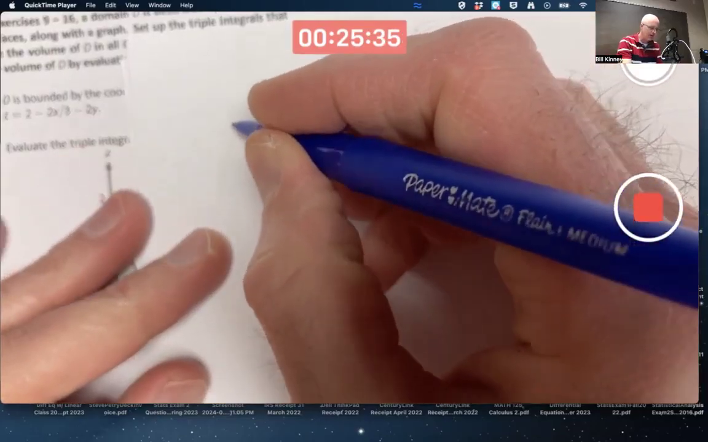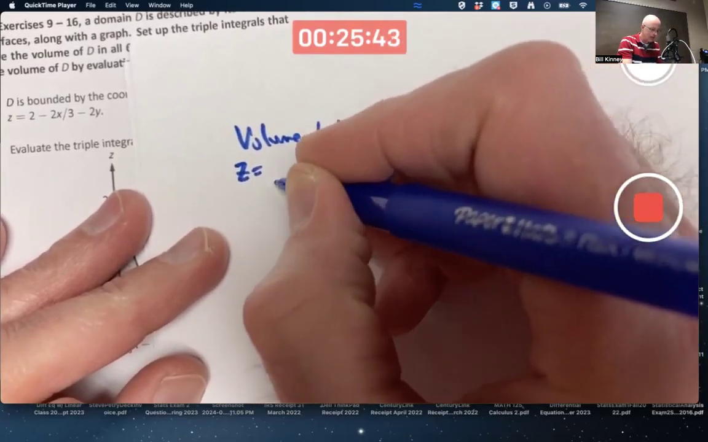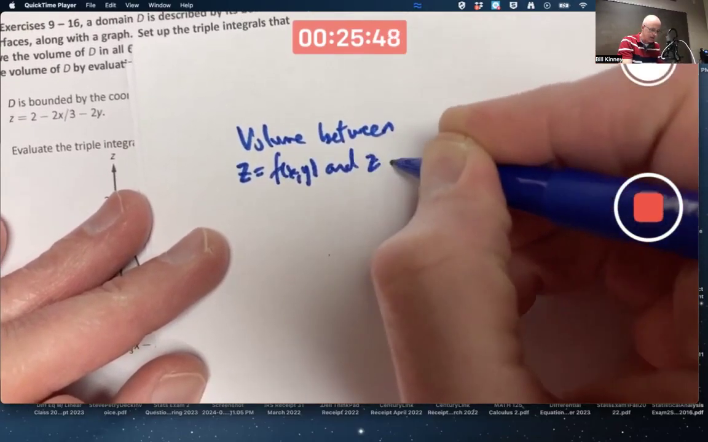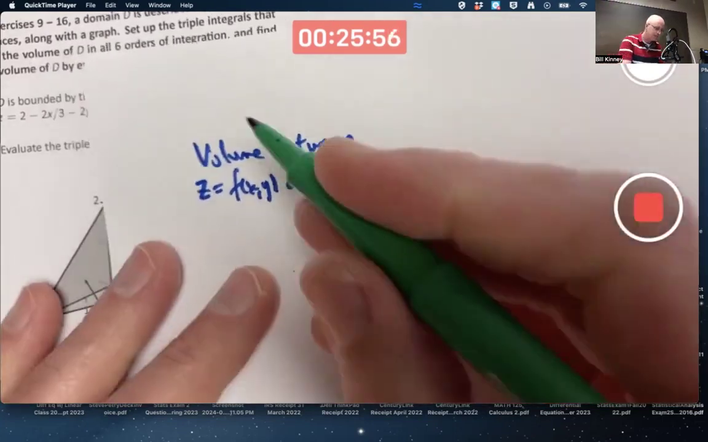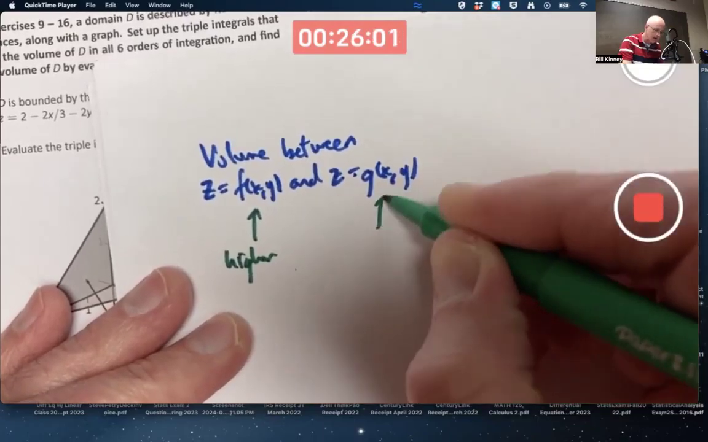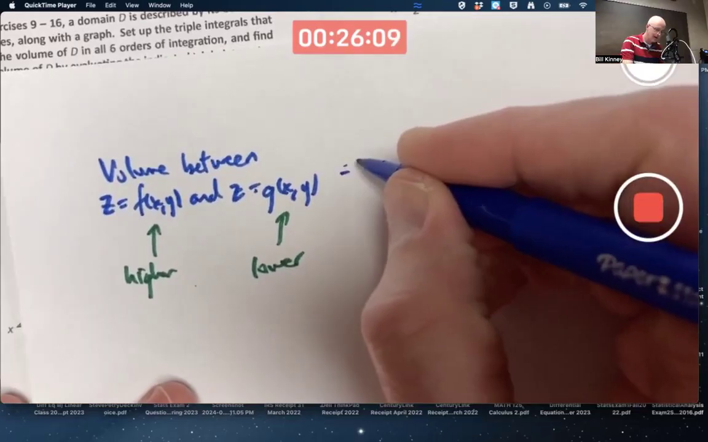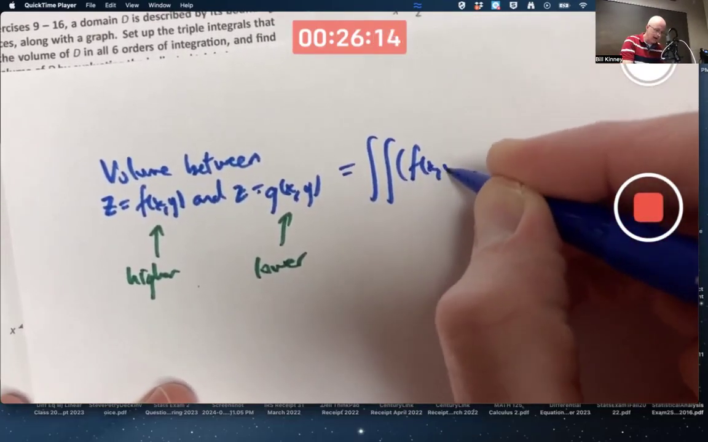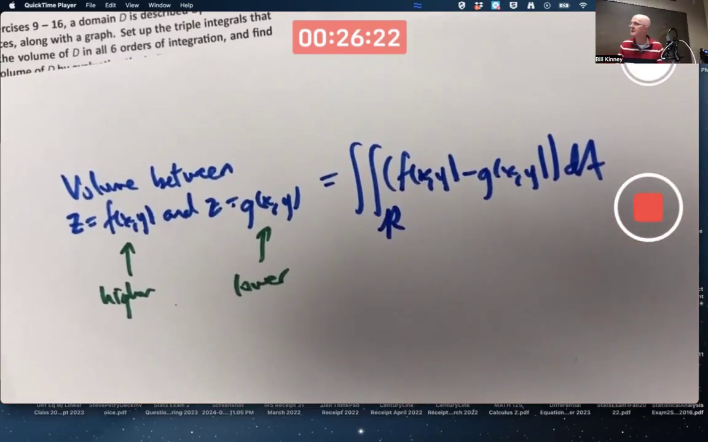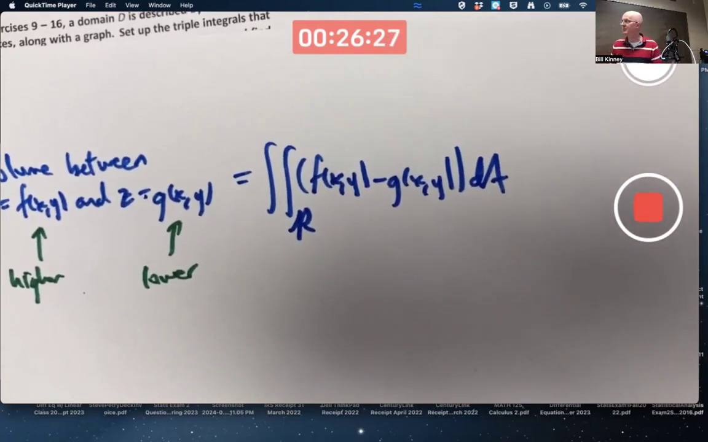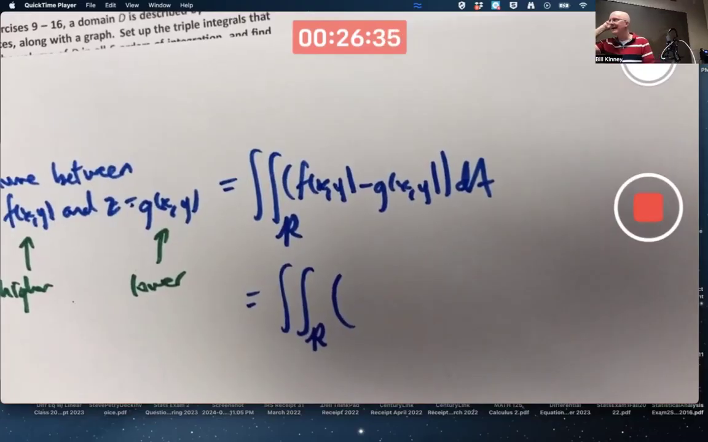In general, what you do to find volume between, I'll call it z equals f of xy and z equals g of xy, where say the graph of f of xy is above the graph of g of xy. That's the higher graph. And this is the lower one. I hope it makes some sense that you would do a double integral of their difference, f of xy minus g of xy, over whatever region we're talking about. And here's how you relate this to triple integrals. Think of that inner difference of two functions as being an integral.